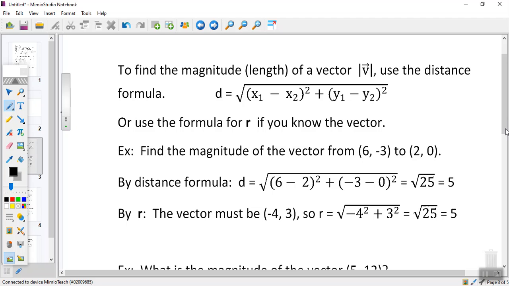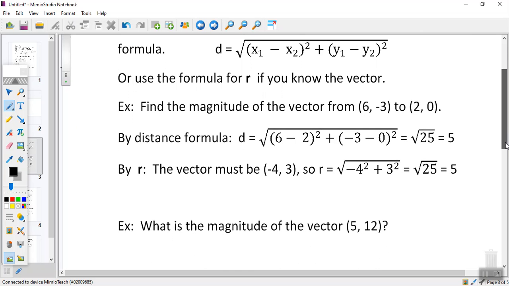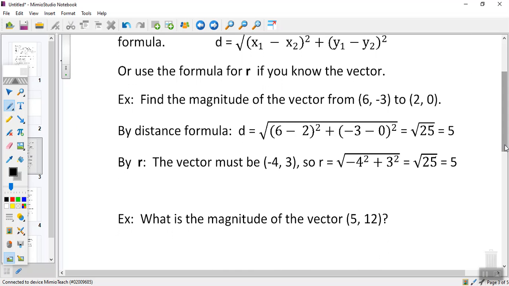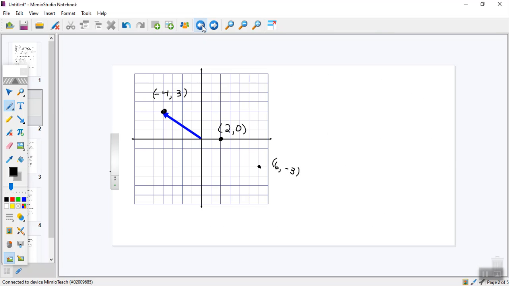So an example right here would be the following. You don't need to write too much on this. Help me out with this. It says, find the magnitude of the vector from where to where, kids? 6, negative 3 to 2. Well, guys, wasn't this the vector we were looking for from starting at this point to going to here originally? Yep. That was this vector right here. I'm going to put it back here, okay?